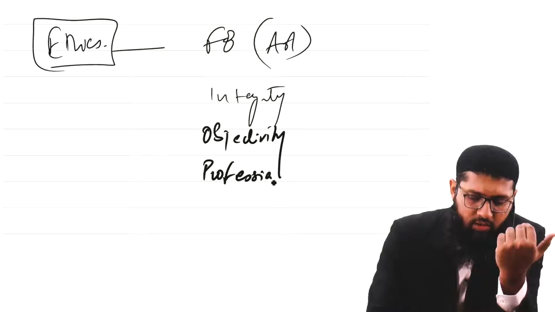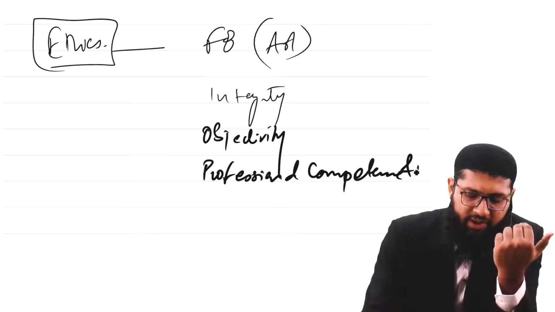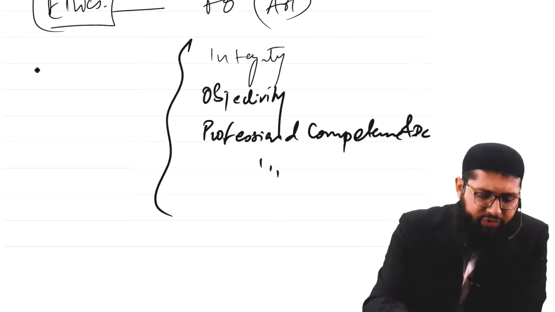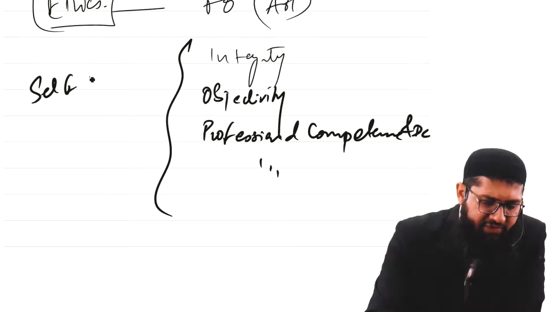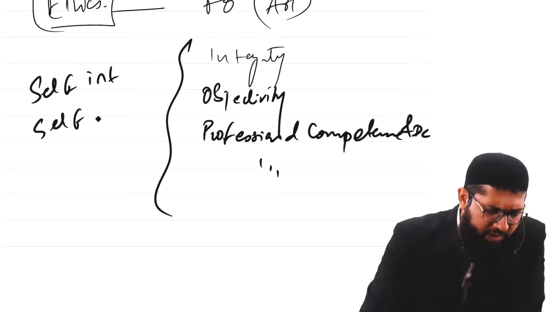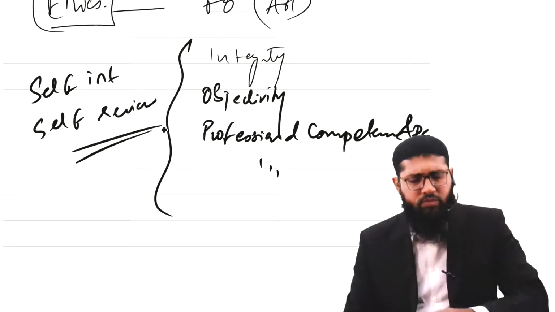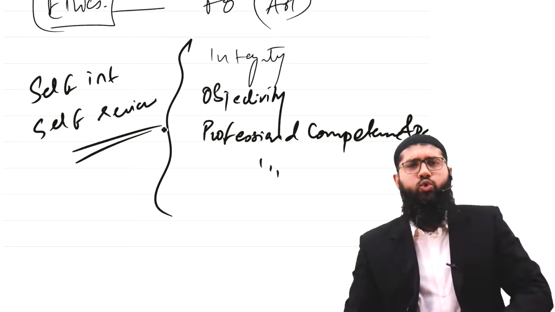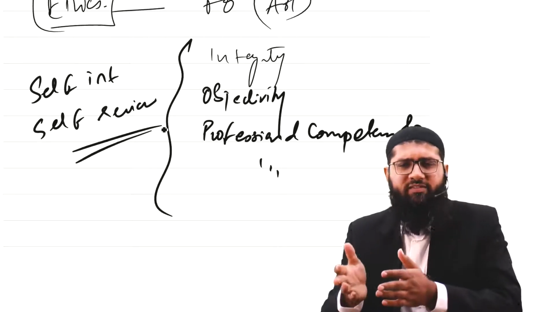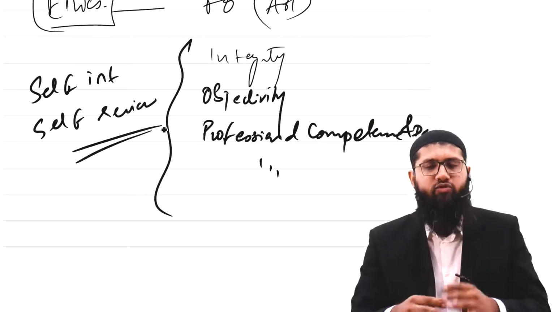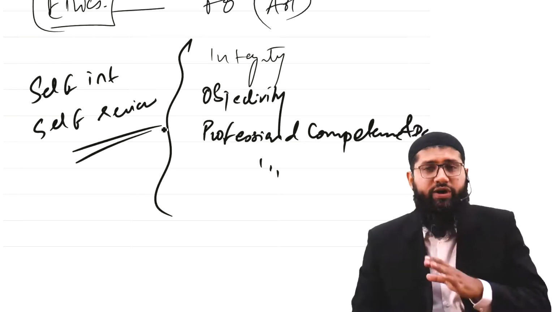professional competence and due care, etc. And you do know that there are different types of threats like self-interest threat, like self-review threat, etc. So there are multiple types of things that you do know. Now, do we need to explain to the examiner what a self-review threat is or what a self-interest threat is? No. You don't have to explain it.